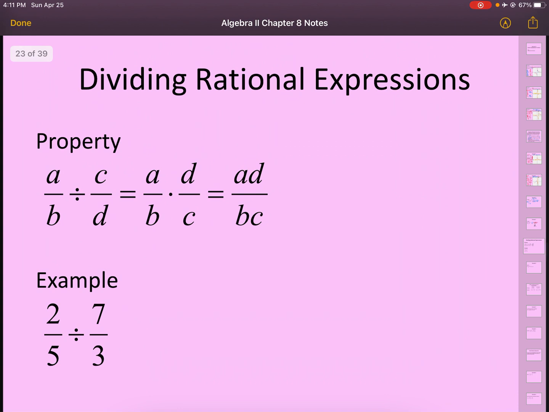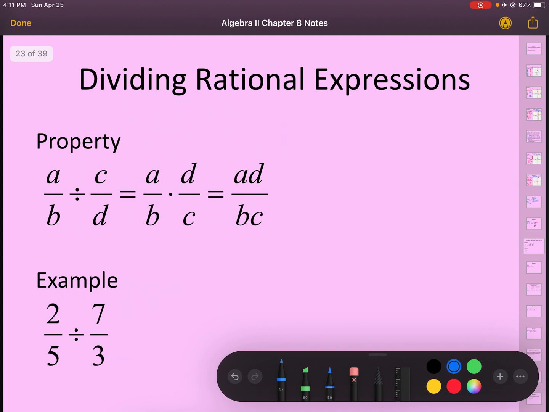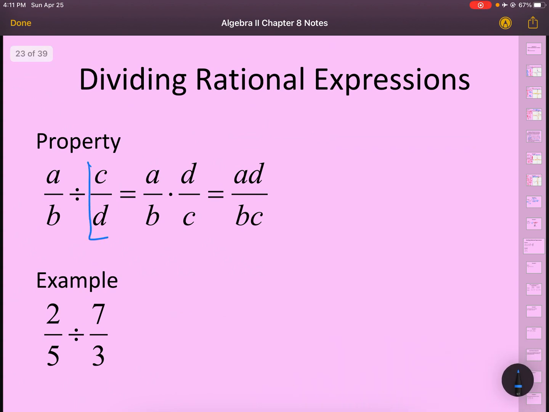So we multiplied rational expressions, now we're going to divide rational expressions. Okay, so when we divide, we have one property. Basically, if we see two of them being divided by each other, what we're going to do is take the second rational expression and multiply by its reciprocal.